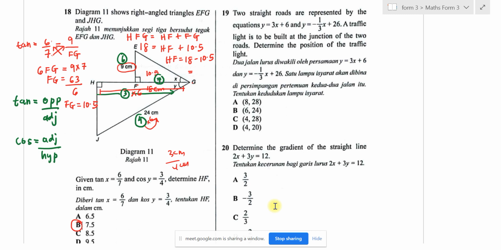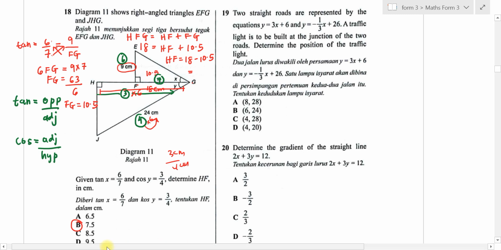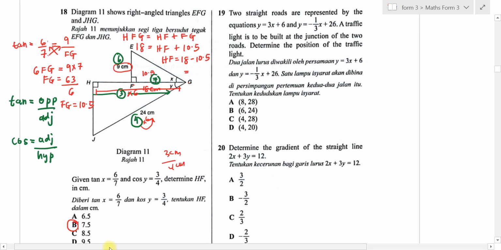Done, sir. Okay. Question number 19 now. It's like an application of straight lines. Two straight roads are represented by the equations y equals 3x plus 6 and y equals negative 1 over 3x plus 26. A traffic light is built at the junction of the two roads. Junction means intersection. Let's say we have a road here, another road here. Here is your traffic light.